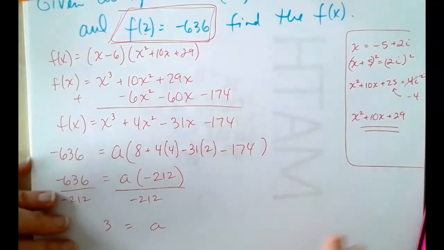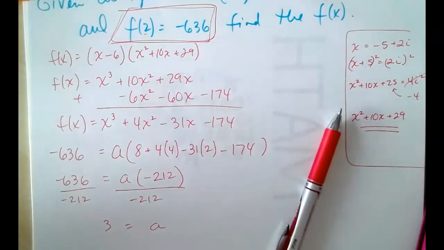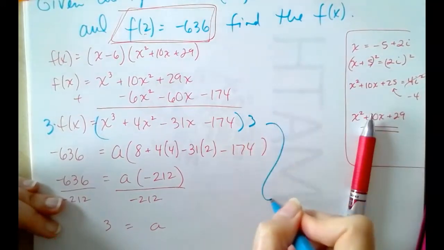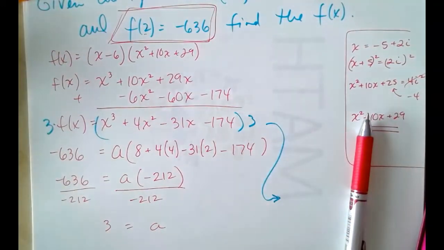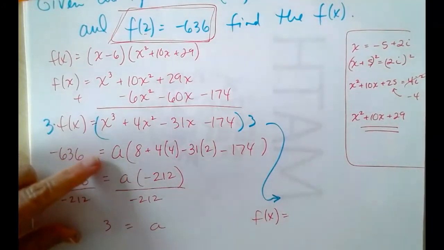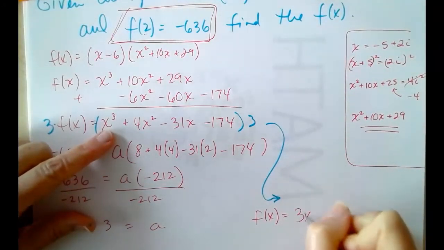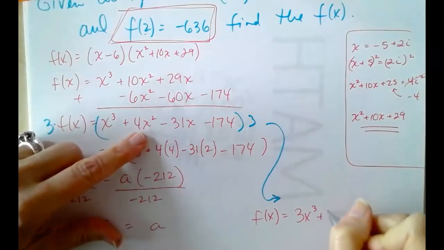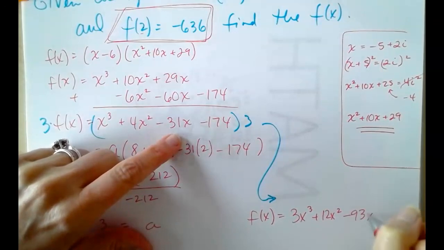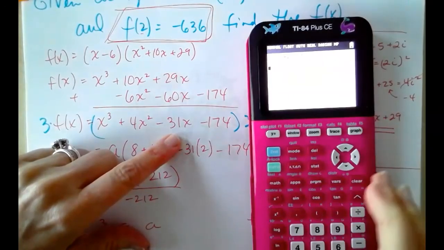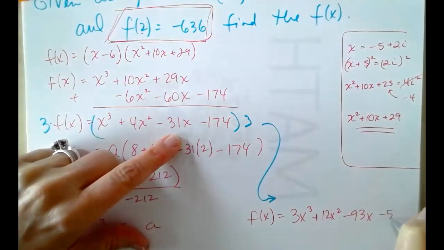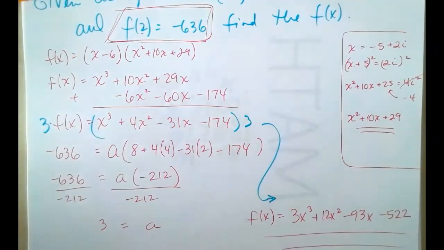So if A is 3, I've now got to multiply my function by 3 in order to get my answer. So here goes. My new and improved function is 3 times x cubed, 3 times 4x squared, 3 times 31, which will be negative 93x, and then 3 times 174 is 522, so negative 522. There is the answer.